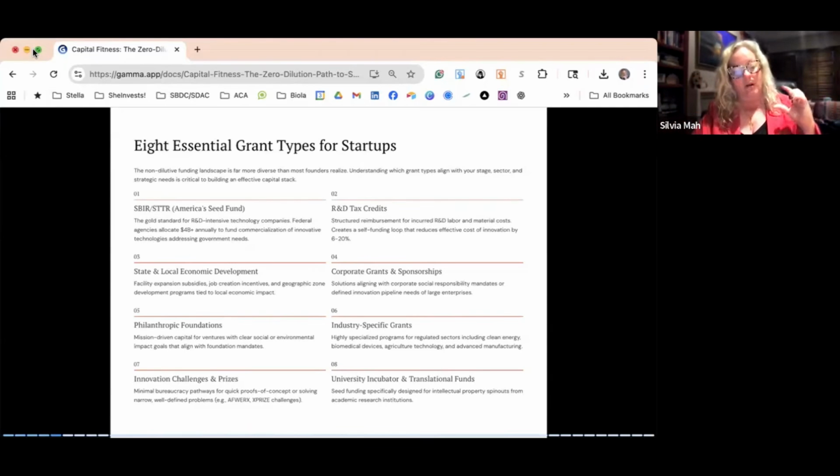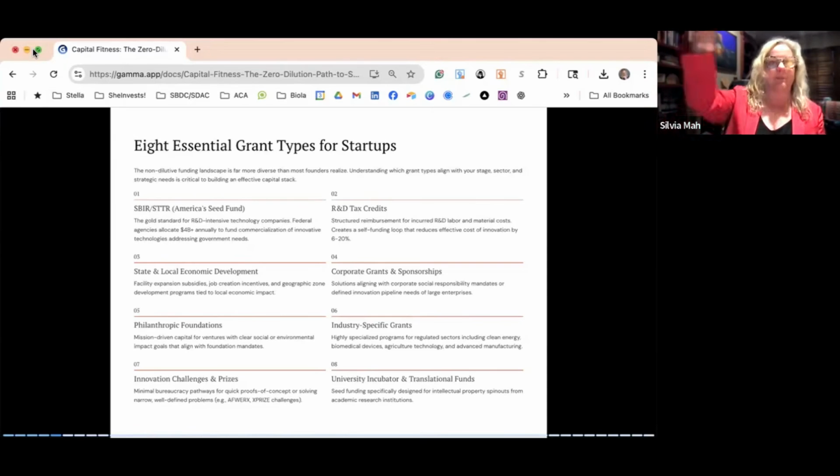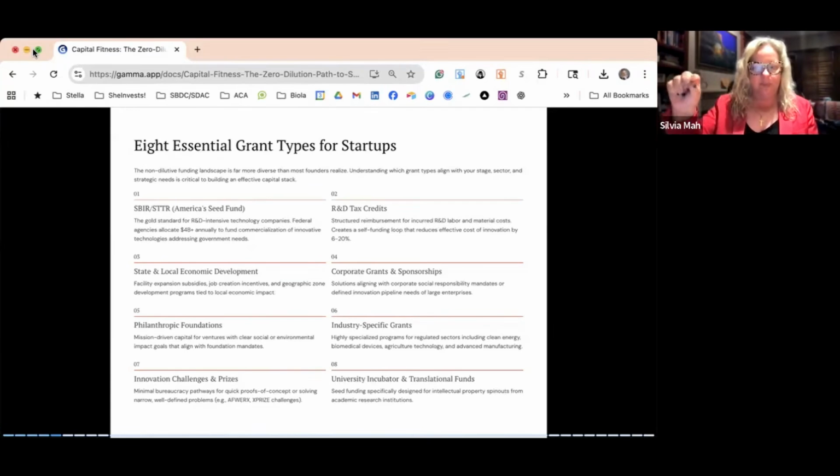So let's say that you are creating jobs in an environment in a specific geography. You can maybe go after some of those grants. Corporate grants and sponsorships are tied together a little bit with industry specific grants. I'll talk about those two interchangeably, but the corporate grants and sponsorships are solutions aligned corporate social responsibility mandates. So something about the innovation pipeline or the HR or what they're doing as a company is tied into that. The industry specific grant is highly specialized programs for regulated sectors, including clean energy, biomedical devices, all of those pieces.